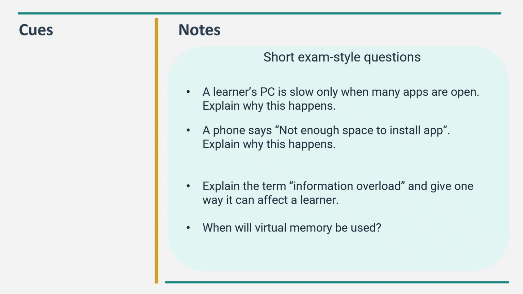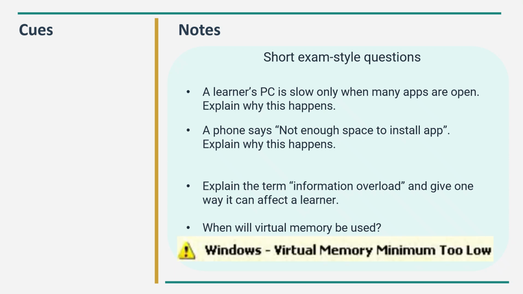In the first question, RAM is the problem. Many apps are open, which means the RAM is full and the system is swapping data in and out, which slows down everything. A storage problem would prevent saving, not cause switching lag. The storage problem is in the second question. Not enough space means storage, which is HDD or SSD, that is full, not the RAM. There is no room to install the app. A RAM problem would cause lag, not installation errors.